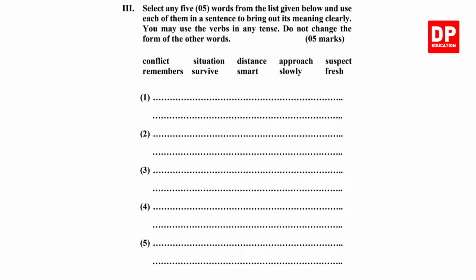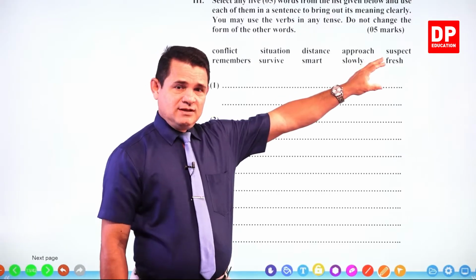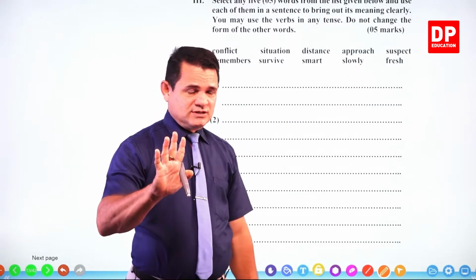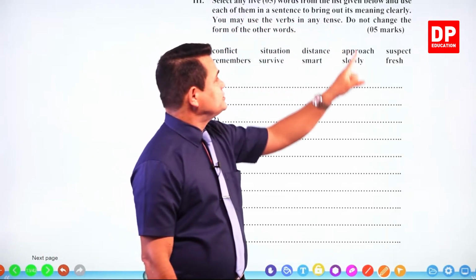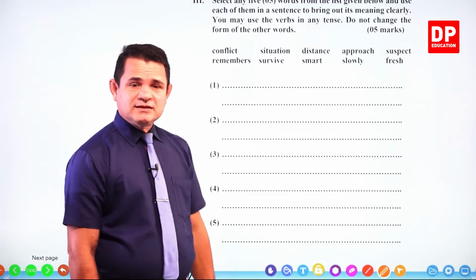That is, select any 5 words from the list given below. There is a list given. Select any 5 words. Choose five of them and use each of them in a sentence to bring out its meaning clearly.